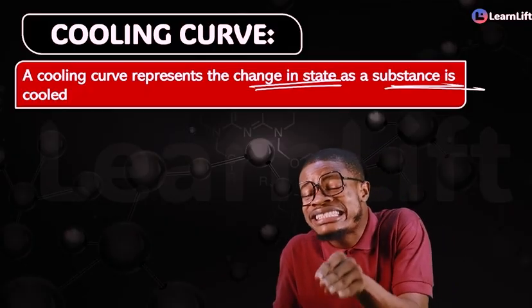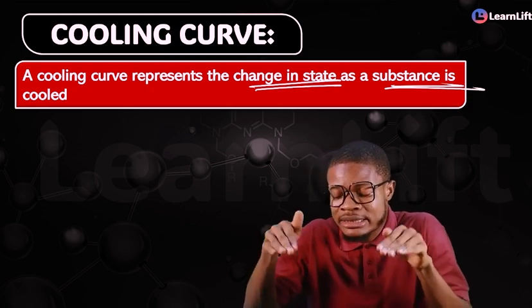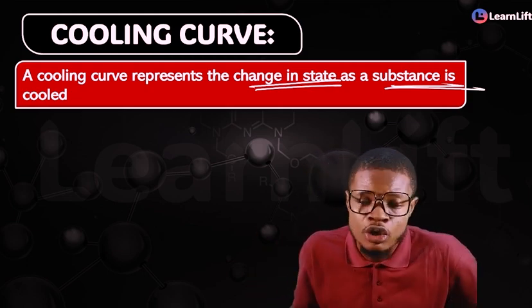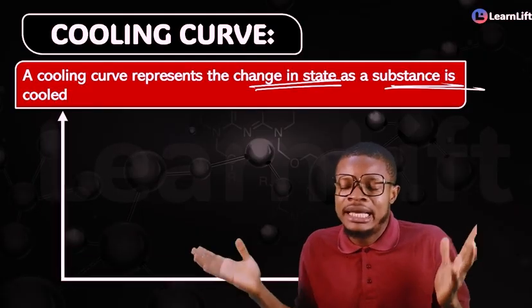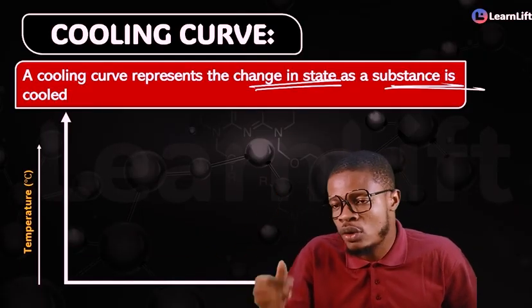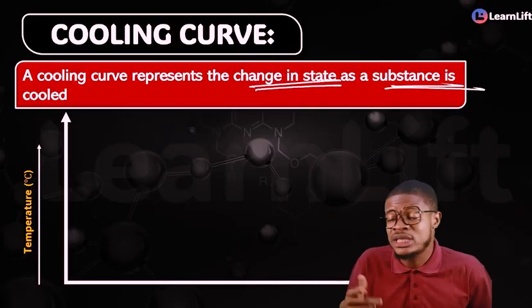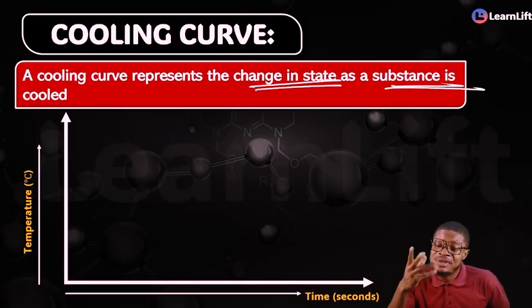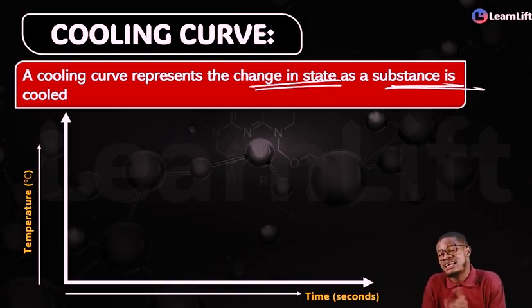That change in state that occurs when a substance is cooled, what is it called? It's called your cooling curve. And of course, let's say we have our graphical representation like this, and this is your y-axis, which is temperature. On your x-axis, we have your time, in what? In seconds. It can be seconds, it can be minutes, whichever they give us.